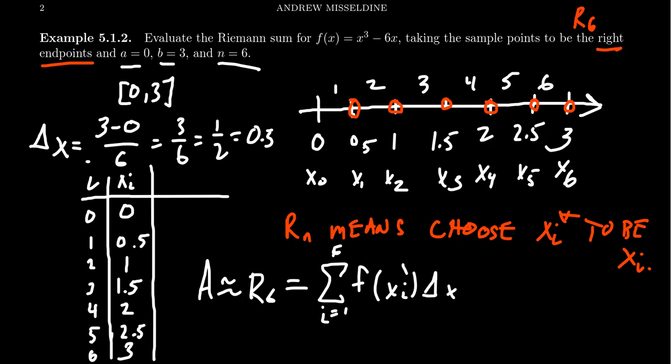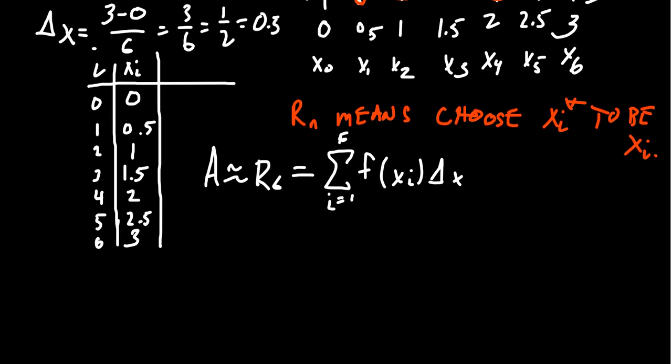Normally we would get an xi star right here, but because we chose the right endpoints, that's just going to be xi itself. Some things to note here: the delta x, like we computed, is always 1/2, so I'm just going to stick a 1/2 out in front of everything. And then if we expand that sum, we have to compute f of 0. I'm sorry, that'd be x0.